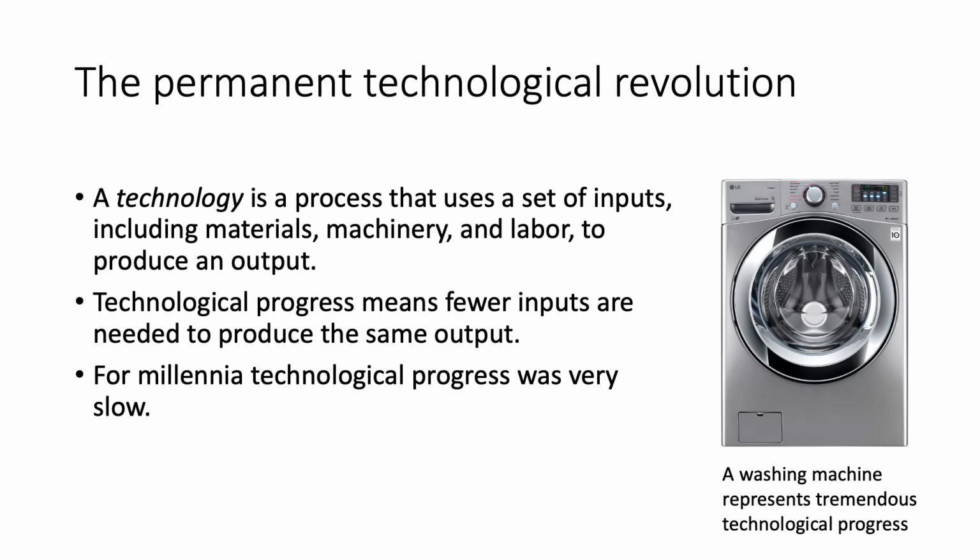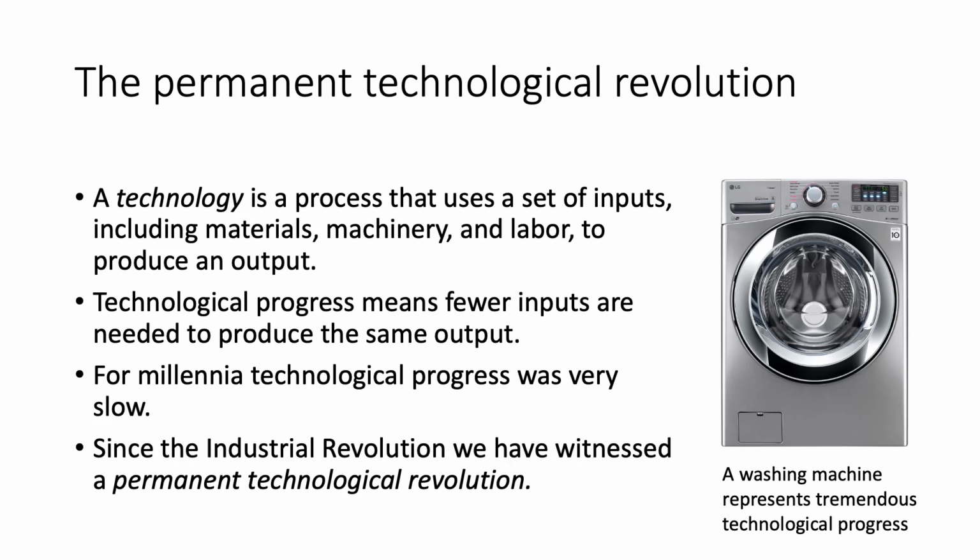For millennia, we've had very slow technological progress, and this is what we'll discuss a little more in Lecture 4. But today we'll focus on the permanent technological revolution. So this implies that at the onset of the Industrial Revolution, from that point on, we've experienced a process of requiring fewer and fewer inputs to produce the same level of output that we did at the onset of the Industrial Revolution.